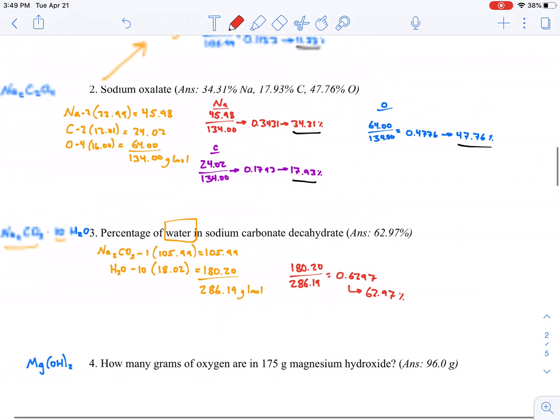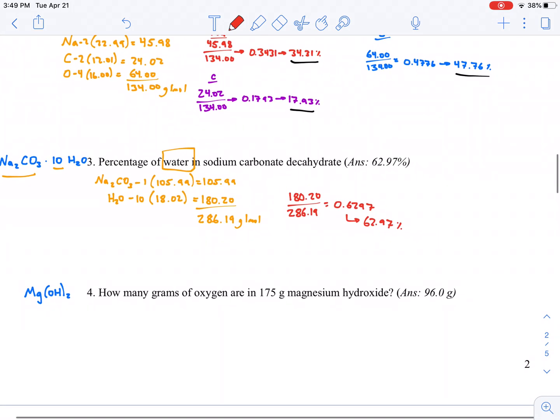And then finally, we can take this a step further. What if we know the mass of our sample, right? What if we have this sample of magnesium hydroxide? So magnesium hydroxide is MgOH2. And we know that we have 175 grams of it. And what if we want to know how many of the total grams are made up of oxygen? Well, another way of asking that is what percentage of that sample is oxygen?